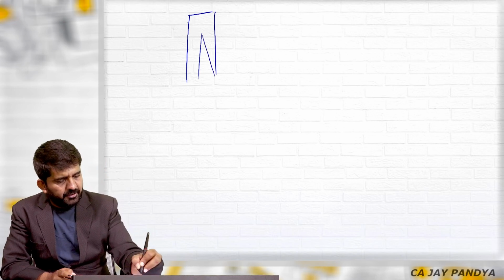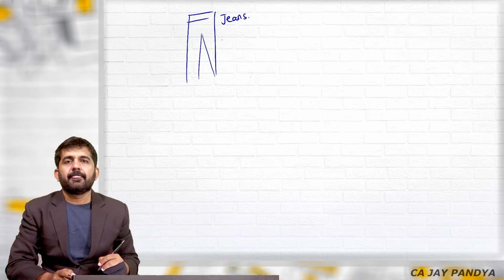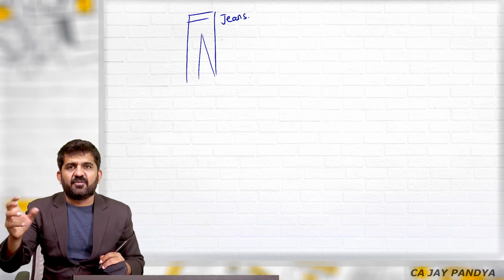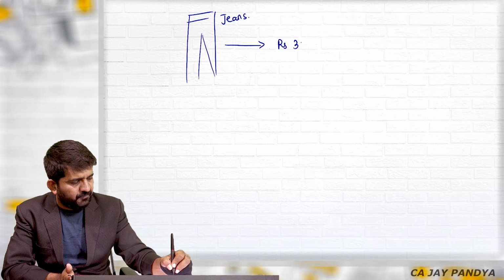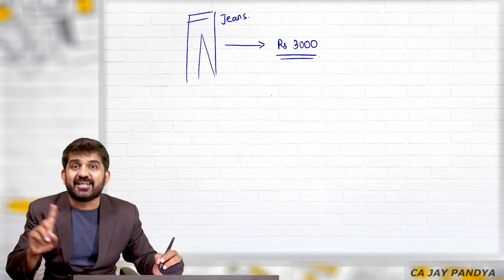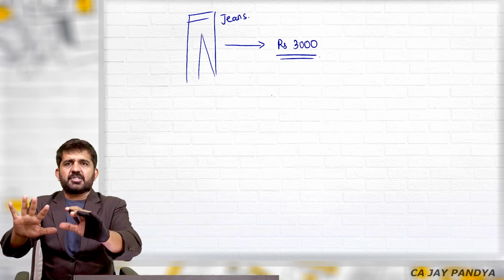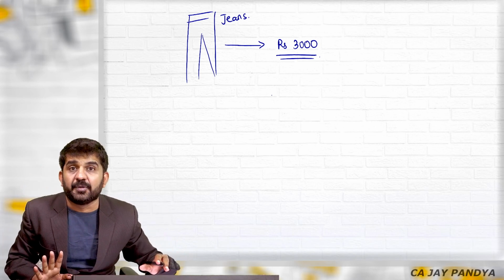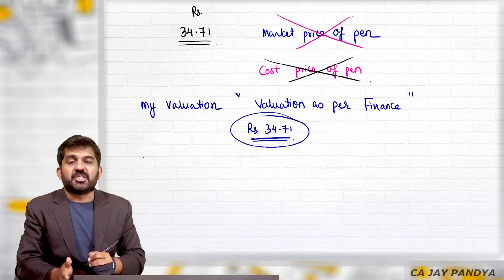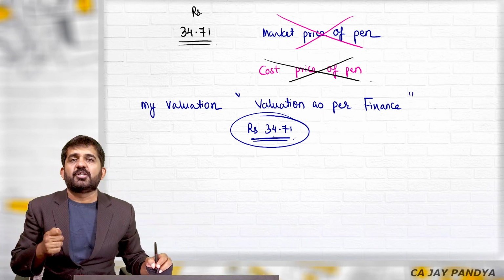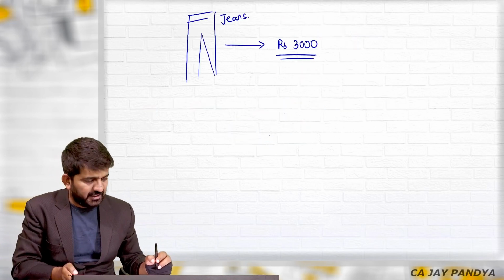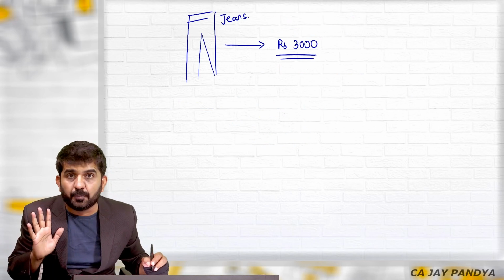Sir, how will this be helpful? Try to understand. I went to a showroom where there was a jeans. Now my drawing is not very good, but assume this is a jeans. I touched that jeans. I saw the company. By touching and seeing the company, I feel that this jeans is of rupees 3,000. I have not seen the tag. Based upon this company, I feel this jeans should be of rupees 3,000. This is the same valuation as for this pen. As per financial calculation, as per my opinion, this pen should be 34.71 rupees. This jeans should be 3,000 rupees as per my valuation.